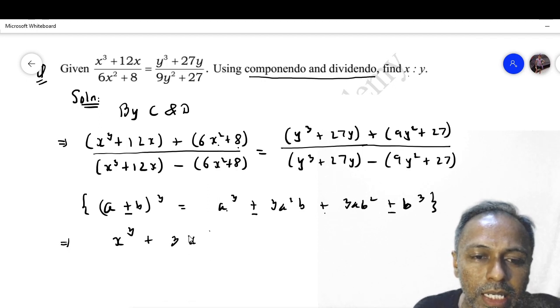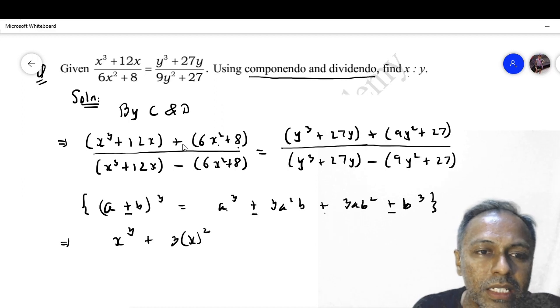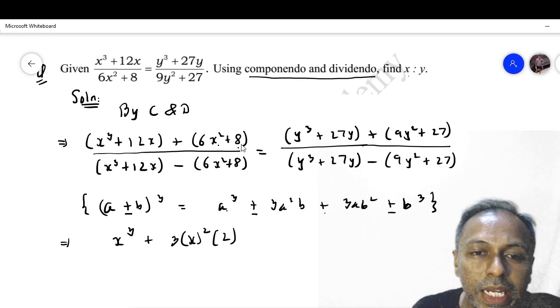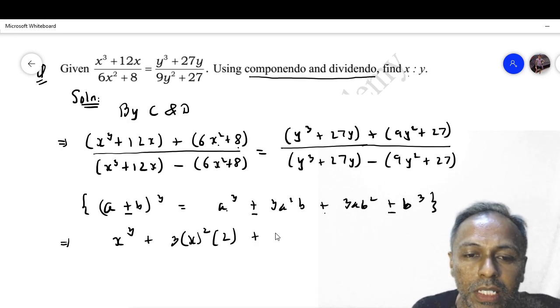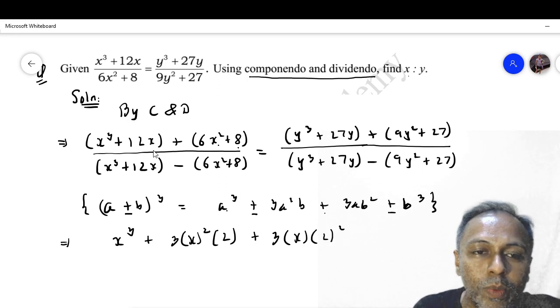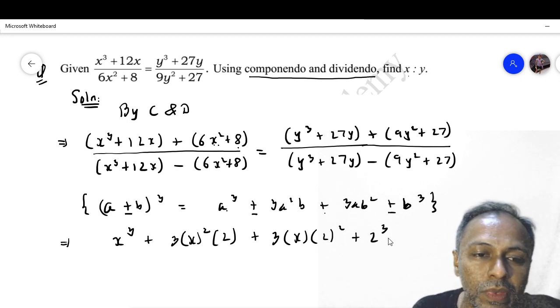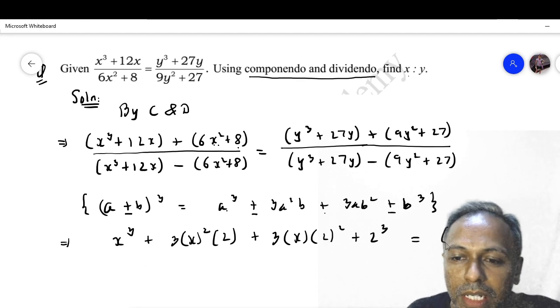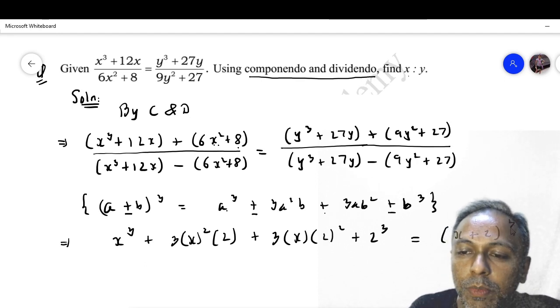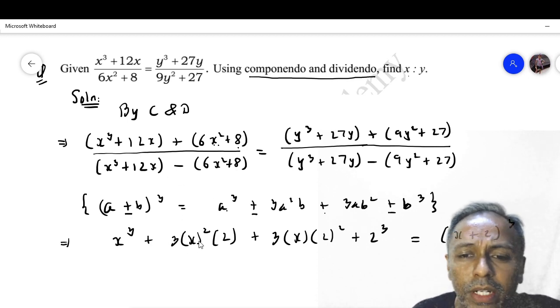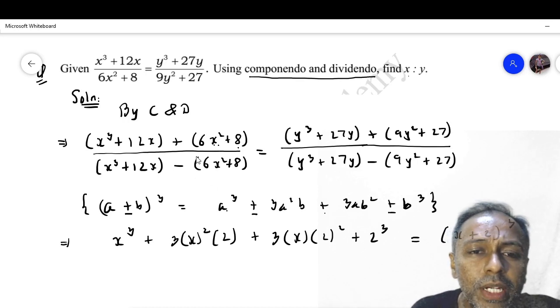So this will become 3x square, in place of a it is x, and into b, b is 2 because 8 was going to be 2 cube, plus 3 into x into 2 square, that will become the 12x term, and we have written the 6x square term here, plus 2 cube, right? And this is going to transform into x plus 2 the whole cube. So I'm not writing the denominator now, just writing the numerator and making you realize that the numerator is going to become x plus 2 whole cube.